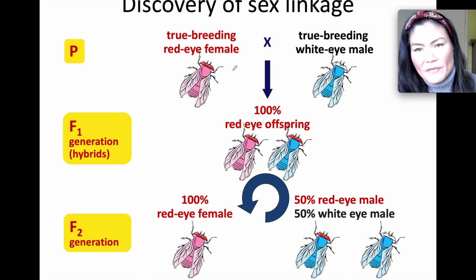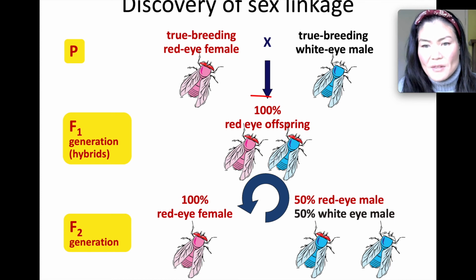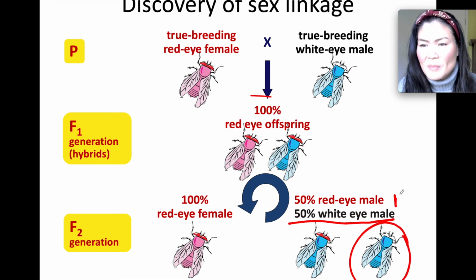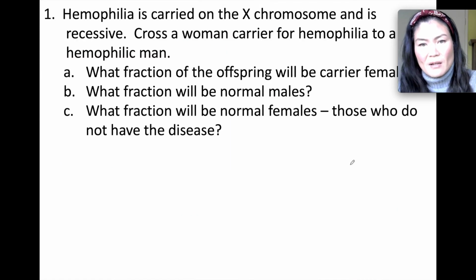So a true breeding red-eyed female crossed with a true breeding white-eyed male, when they mate, produce 100% of offspring with red eyes. And then he had the F1 generation, the hybrids, mate, and he discovered that all the females had red eyes, but half the males had white eyes. He was wondering, every time he found a fruit fly with white eyes, why was it always a male? So he was the first to discover that the gene for eye color is found on the sex chromosome. Okay, so let's talk about that.